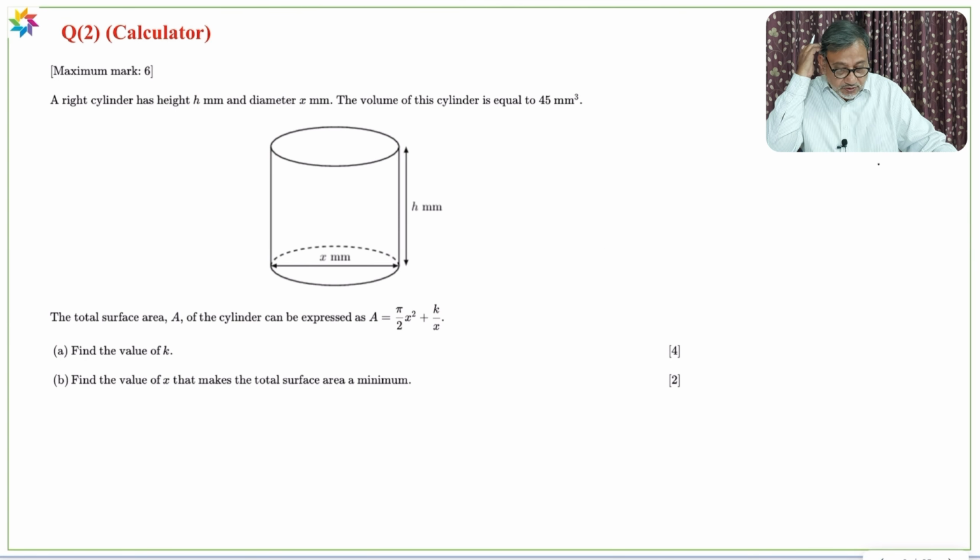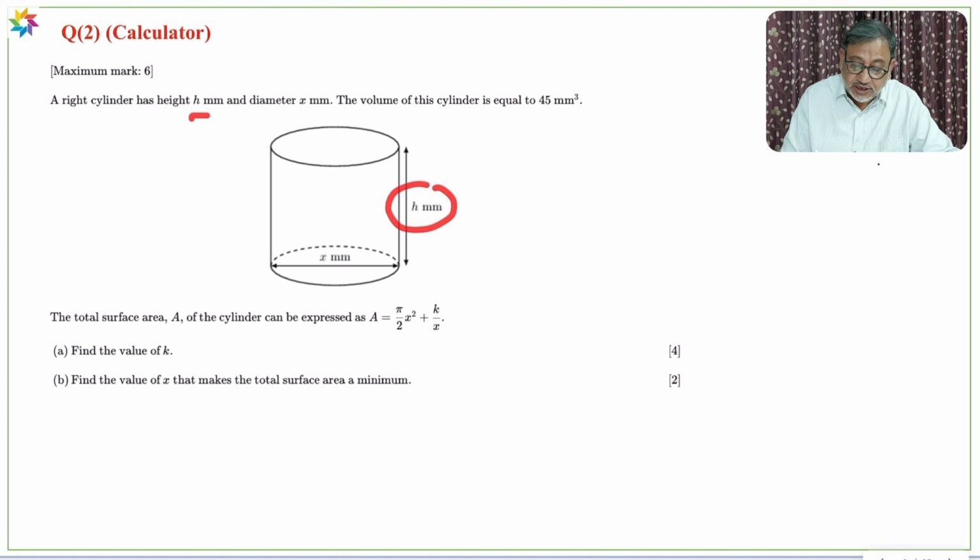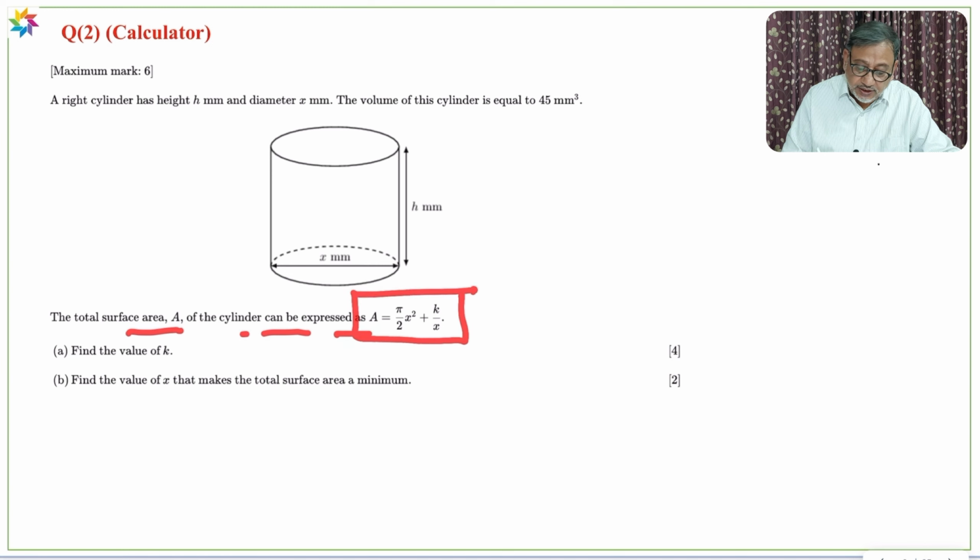Question number 2. It is about a cylinder, right? So the question says, a right cylinder has a height h, this is the height h, and the diameter x, this is the diameter x. The volume of this cylinder is equal to 45. Volume is given. The total surface area A of the cylinder can be expressed in this form, right? Find the value of k.